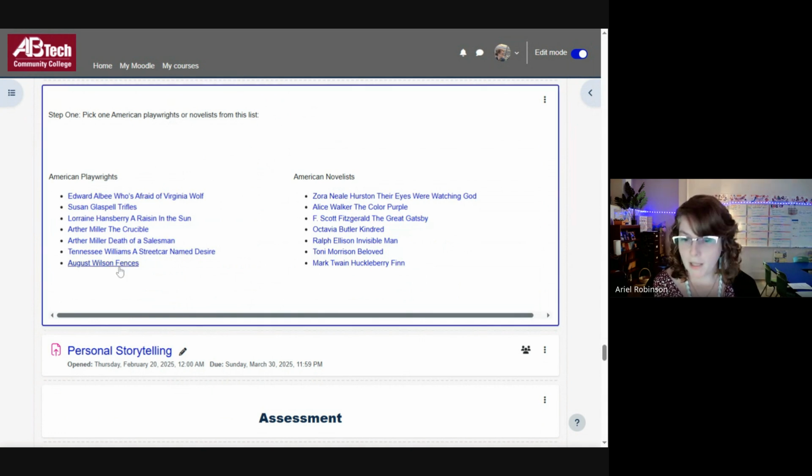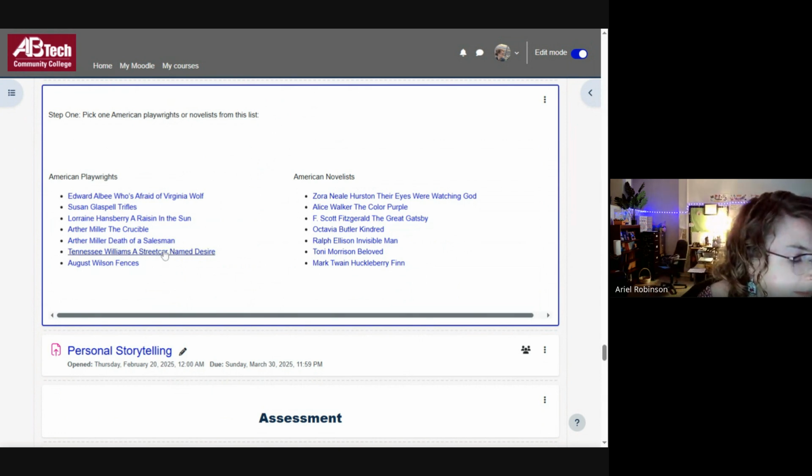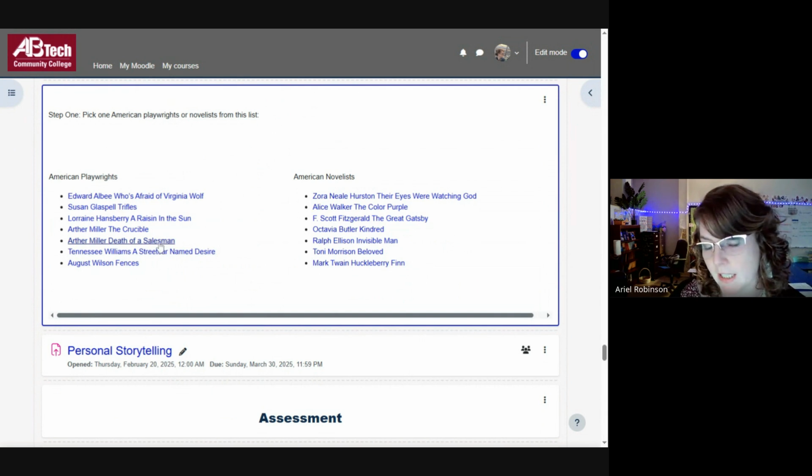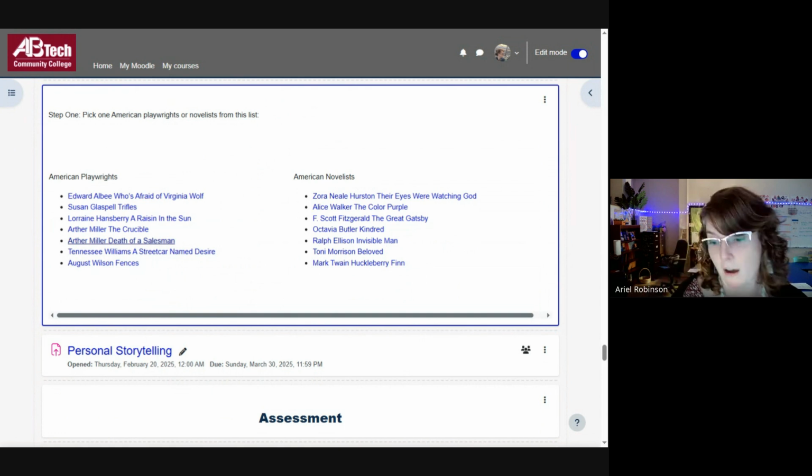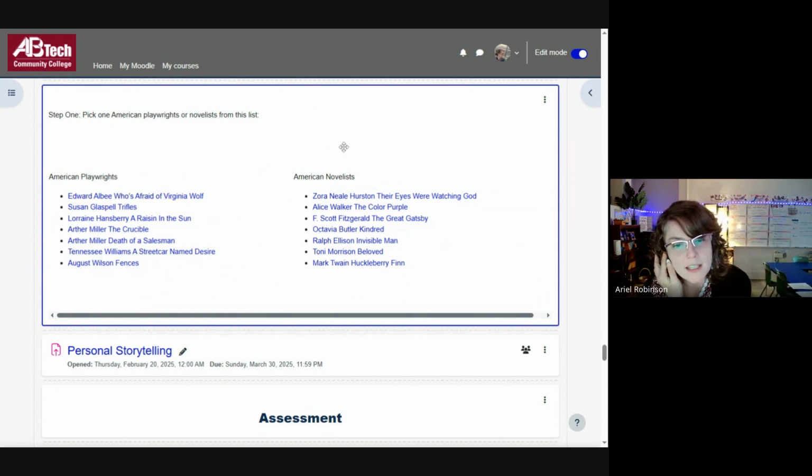The nice thing about plays is they're a little bit shorter. They use a lot of specific dialogue techniques, so you have to read between the lines a little bit because it's all based on how the characters are talking to each other, the setting, etc. If you're more inclined to novels, then these are some novels.